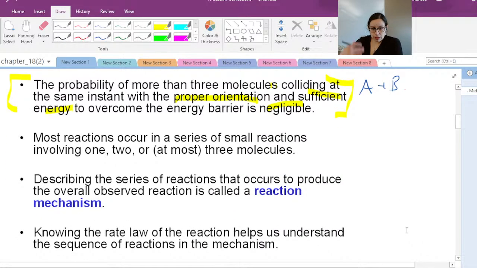And okay, what's the implication of this statement? Well, then we're saying that these reactions occur in a series of small reactions. So either potentially just one, maybe there's a dissociation or some sort of orientation that has to happen, or maybe 2 molecules. And it does mention maybe 3, but not likely.